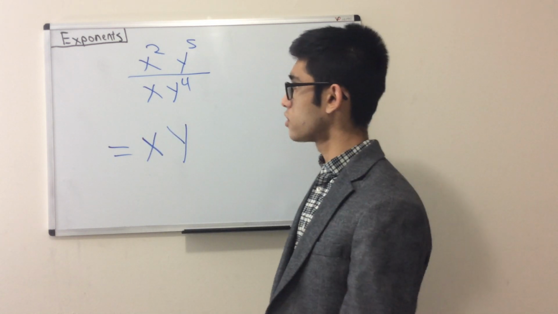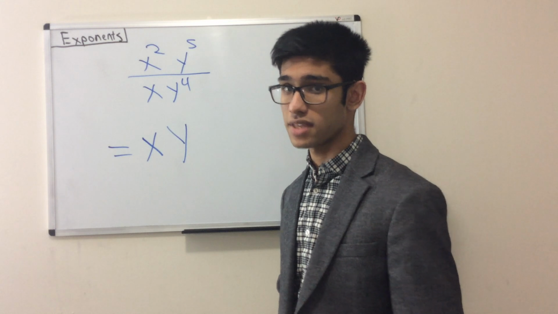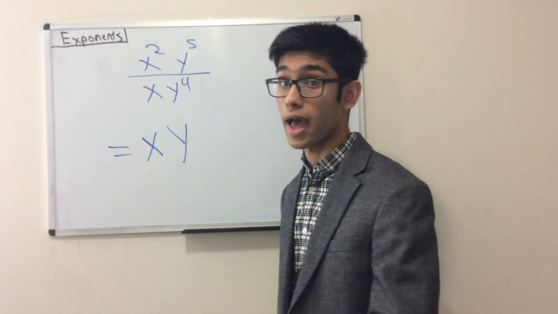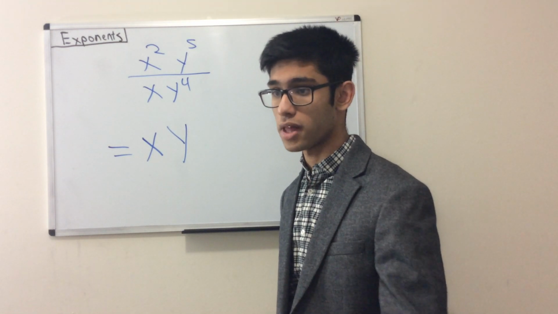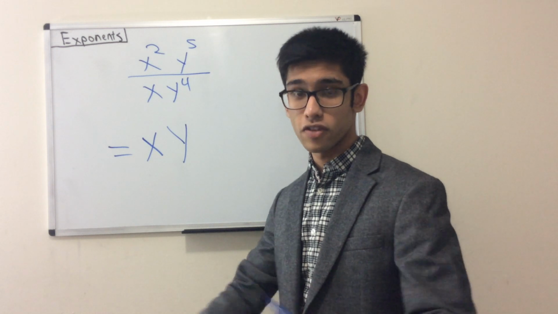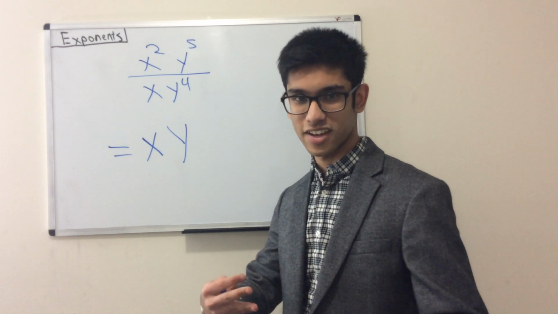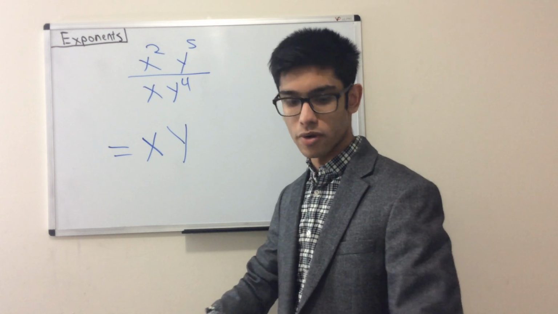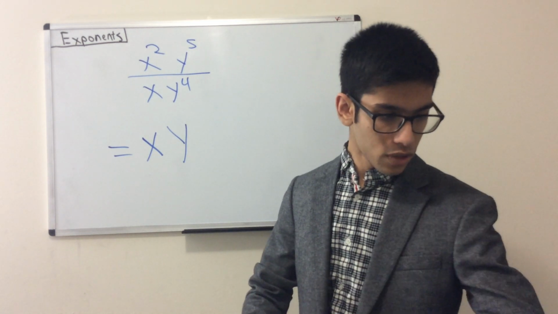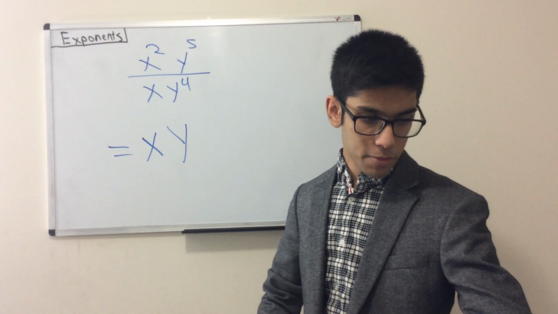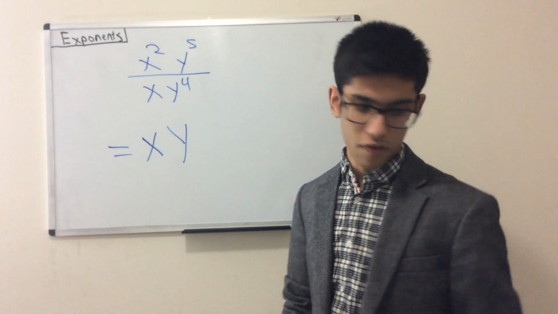See how simple that is? If you know your properties, if you're dividing the same bases, subtract. If you're multiplying, add. If it's power of a power, multiply, and if it's a negative power, flip it. If you know those 4 or 3 things that I just said, you should be good to do most exponent problems. So let's do one more exponent problem that I have in front of me.